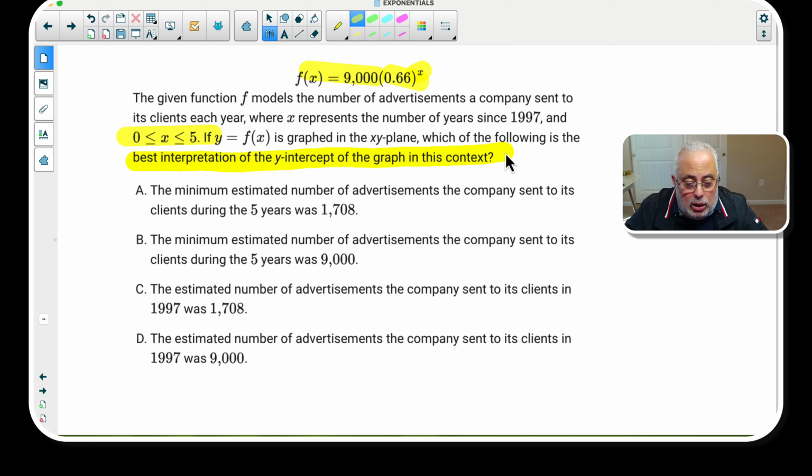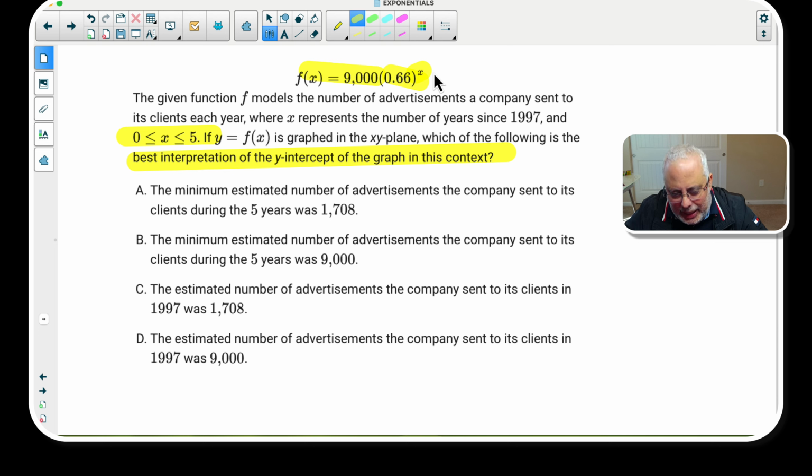So again, the y-intercept is a point over the y-axis. You know that the x-coordinate is 0. If you replace the x by 0 here, you get f of 0 equals 9,000 times 0.6 to the power of 0. And 0.6 to the power of 0 is equal to 1. And 1 times 9,000 is equal to 9,000. So what will be the answer?